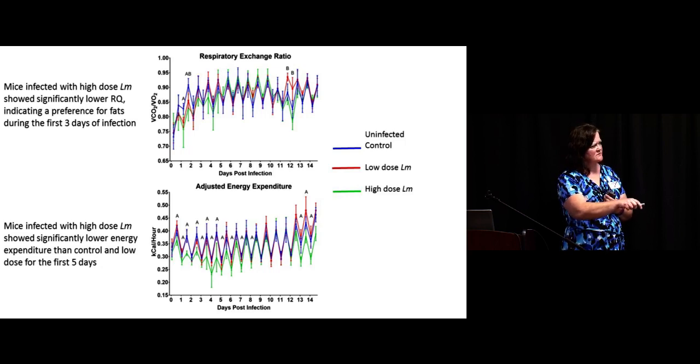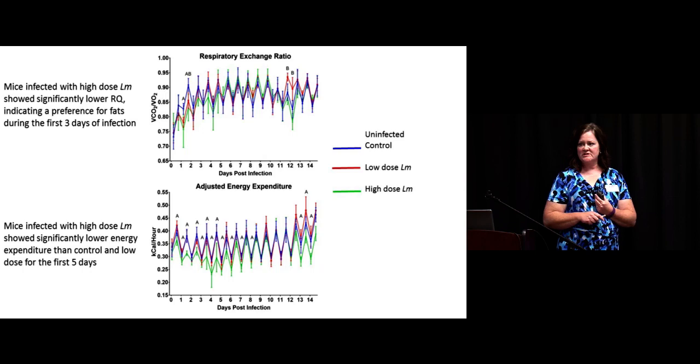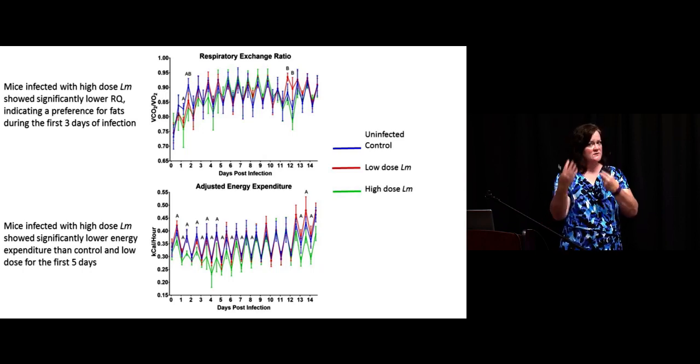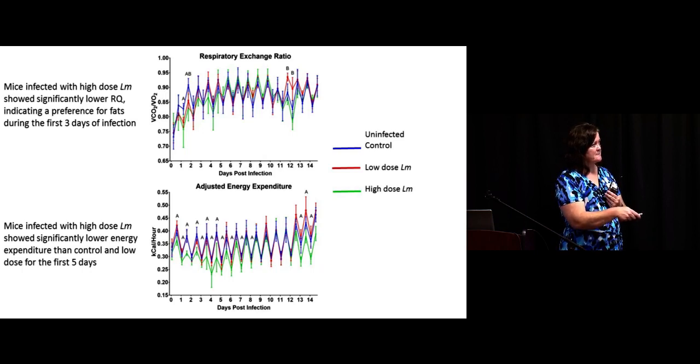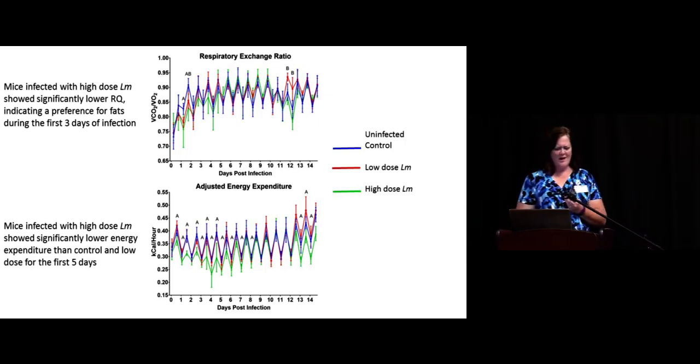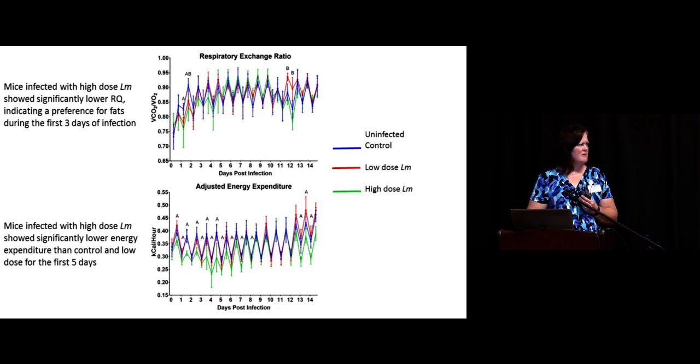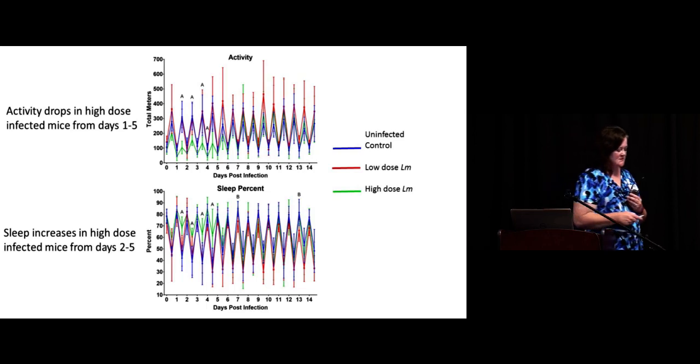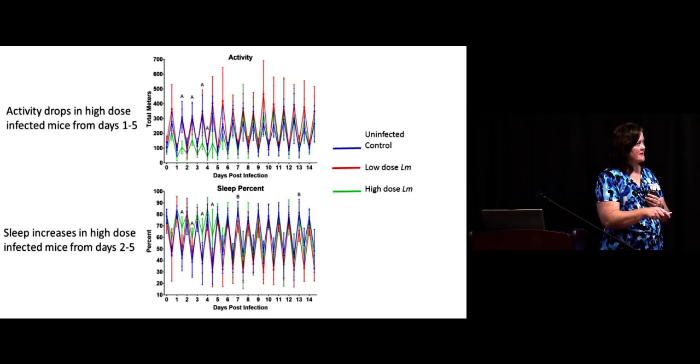The other sort of surprising phenotype was that the high-dose mice had actually a lower energy expenditure overall. And we know that metabolic rate goes up with infection and immunity, but in this case, the energy expenditure was lower within that first 5 days. And what's going on there? Why would the energy expenditure be lower? You'd think it would be higher. Well, it actually translates to differences in activity.